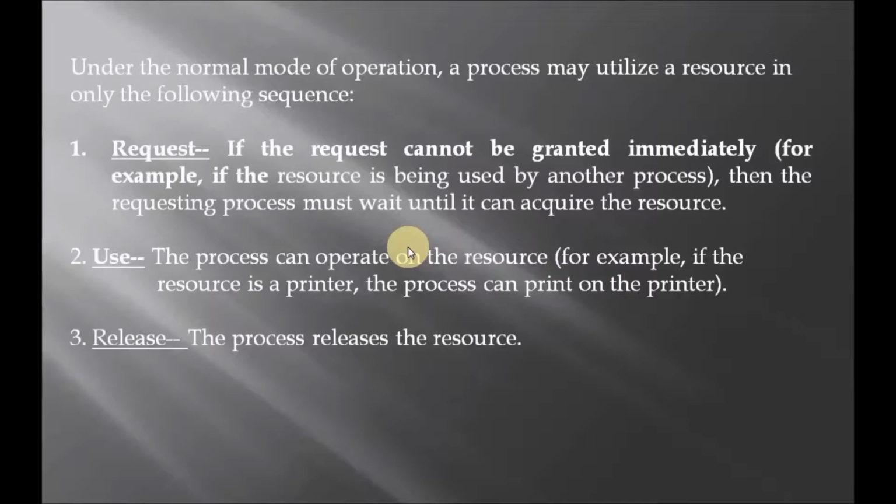So the process can, for example, if a resource is a printer, the process can use the printer. Next, after using the resource, the process has to release the resource. That means after using the printer, the process has to release the printer, because it can be utilized for other processes. That is very important, right? If a process wants to use a resource, it should request it, it should use it, and after the completion of the usage, it should release it.